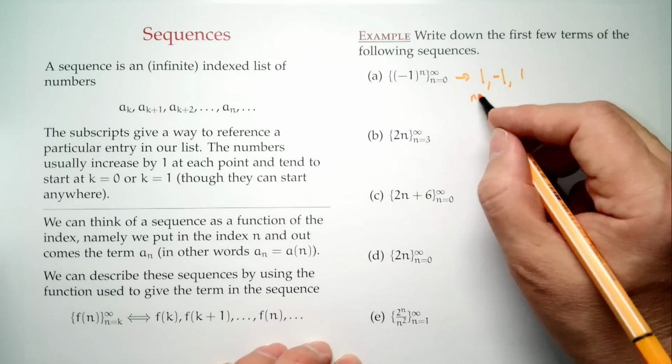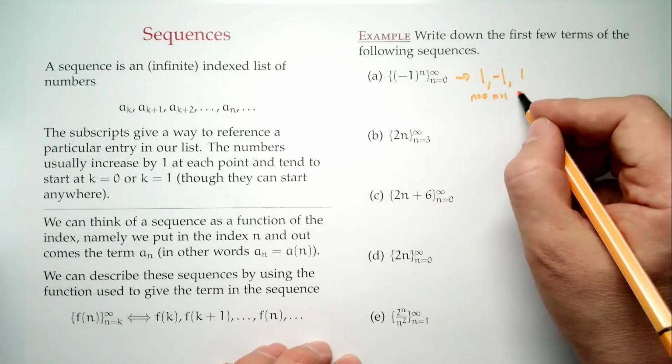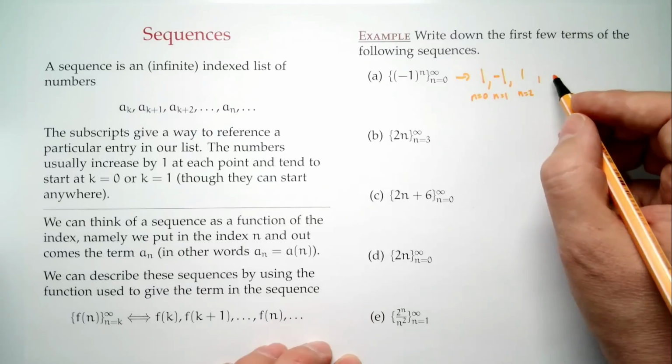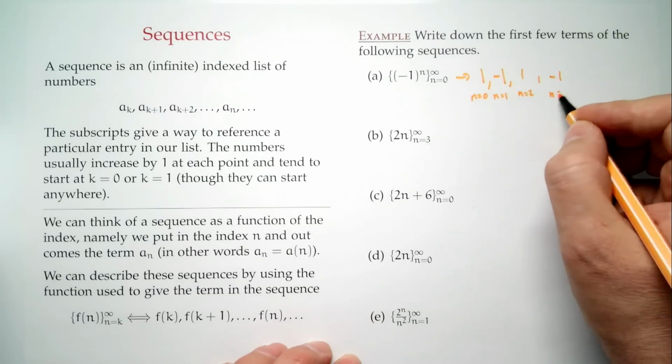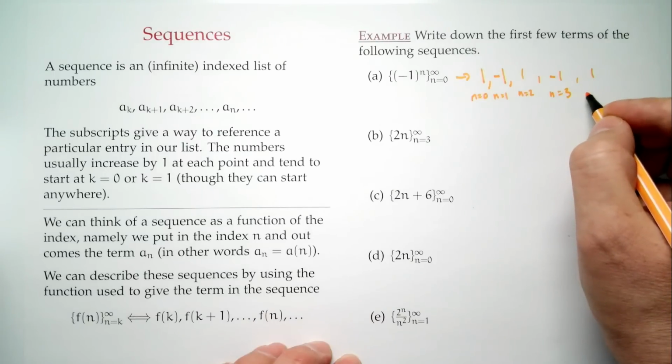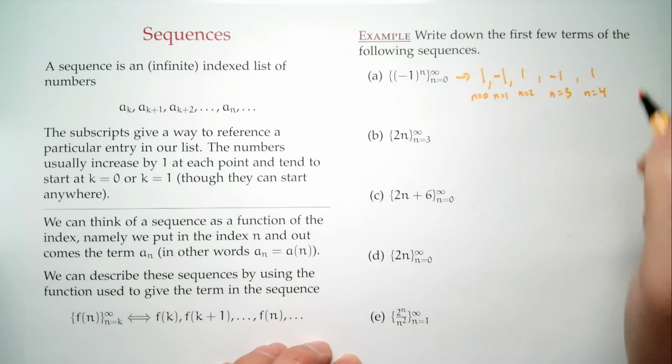So this is the n equals 0, n equals 1, n equals 2. And you probably can guess where we're going. What's next? Negative 1, and so forth and so on. Yeah, so this is going to alternate. Plus 1, minus 1, plus 1, minus 1. Okay, that one's not so bad.